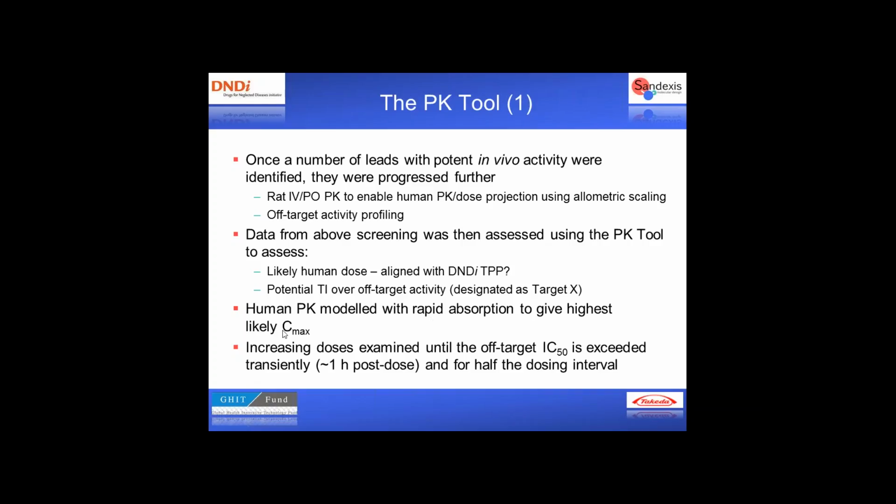And then what we've done is do a bunch of modeling to look at what happens when we increase the dose in human until that off-target IC50 is just reached, and then what happens if we're hitting that particular target for half the dosing interval, and what kind of safety window we might expect.